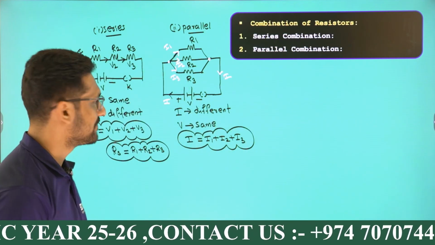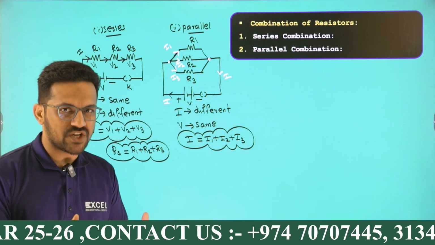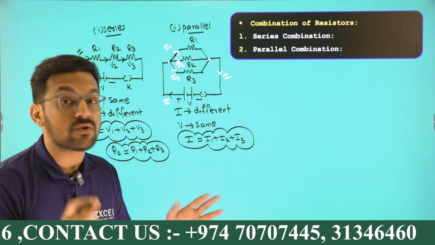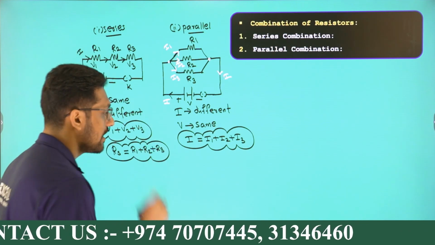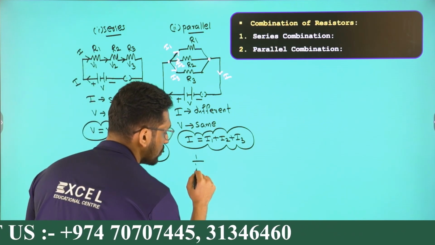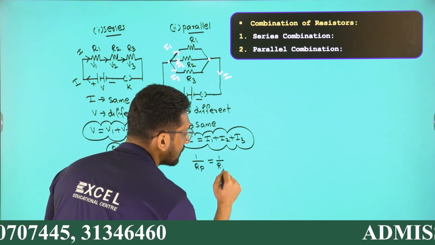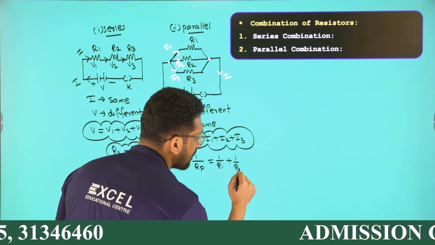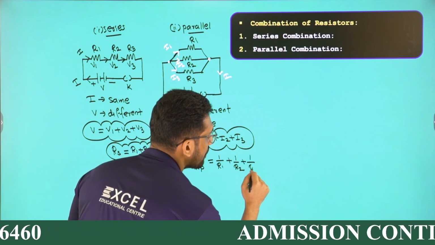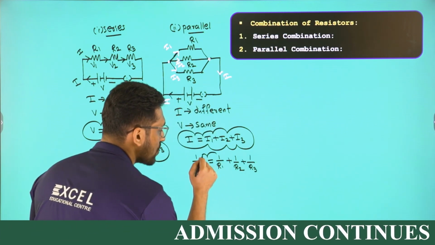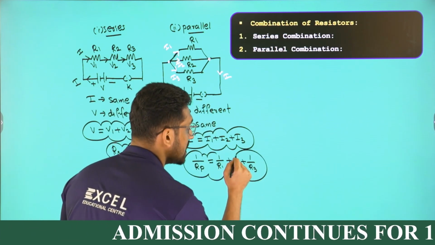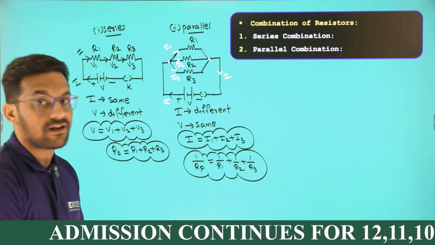Then what is the effective resistance here? The resistance you can experience. We have an equation for that. I am not giving you the derivation. 1 by Rp can be written as 1 by R1 plus 1 by R2 plus 1 by R3. This is the equation to find the effective resistance in parallel.